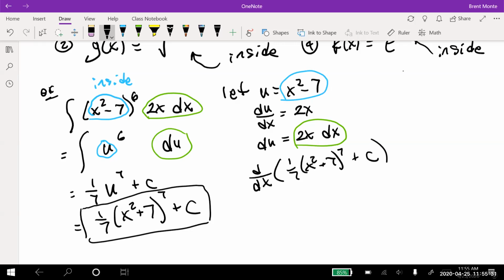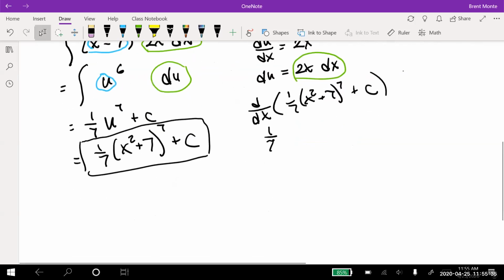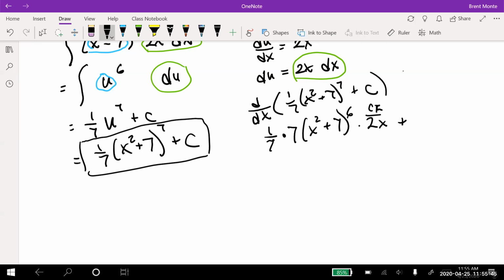I'm going to bring that 7 down in front. So I've got that 1/7 constant multiple stays, but then I'm going to say times 7 times x squared plus 7 to the 6th, but then times 2x from the chain rule. And then this constant out here goes to 0. Well, the 7 and the 1/7 cancel. I just get x squared plus 7 raised to the 6th times 2x.